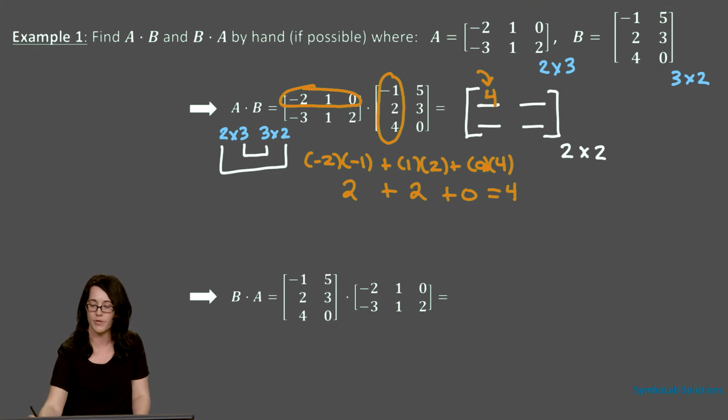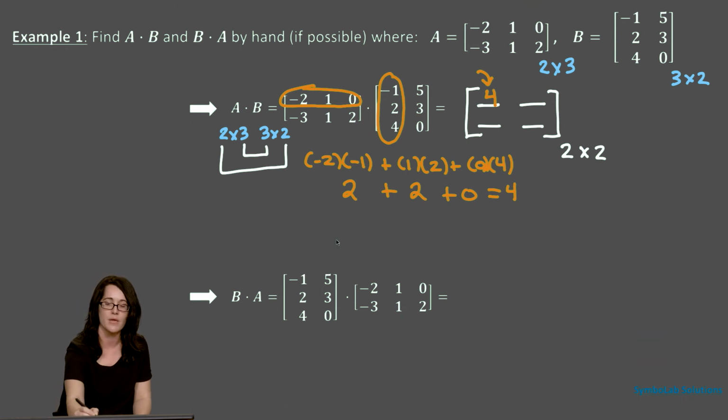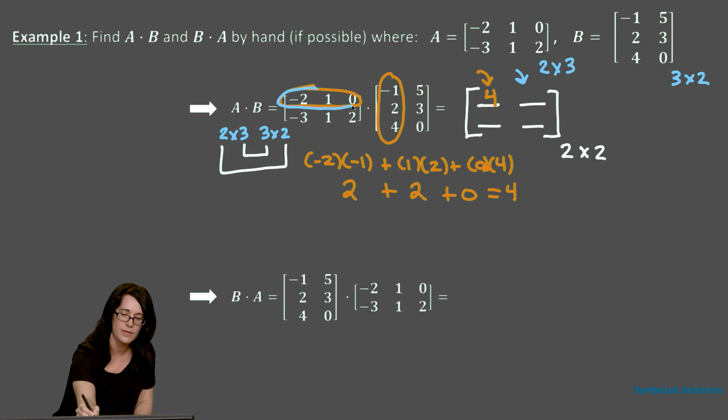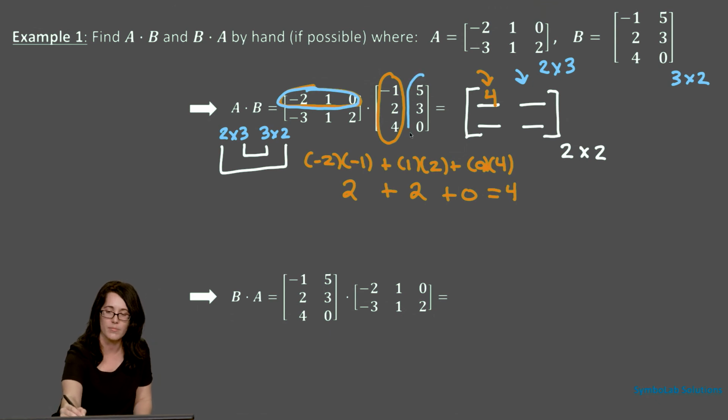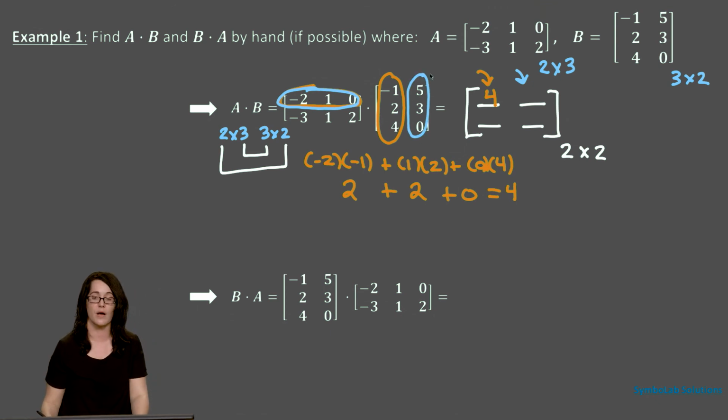What about for entry 1,2? We'll pick another color here. How about, yeah, sky blue is good. Let's do this entry here in row 1, column 2. So again, row 1 of A, but this time we're looking at column 2 of B.